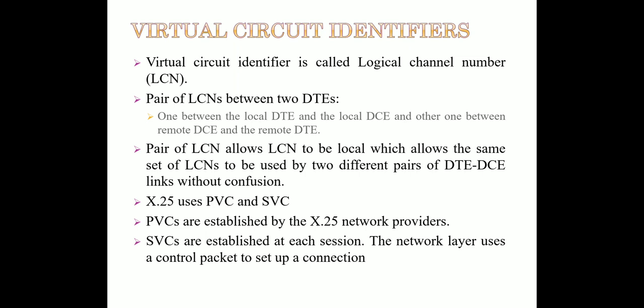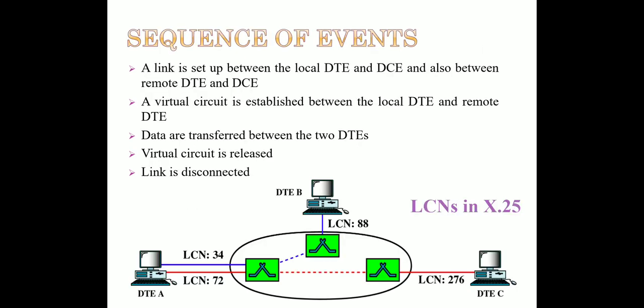Let's see the sequence of events that happens when two DTEs want to communicate. First, a link is set up between the local DTE and the local DCE, as well as a link between the remote DTE and the remote DCE. That is DTE A and its DCE, and DTE C and its own DCE, there's one link established. Then a virtual circuit is established between the local DTE and the remote DTE. Let's take an example. DTE A and DTE C want to communicate. So there is one virtual circuit, that is the red line that you see, established between these two DTEs.